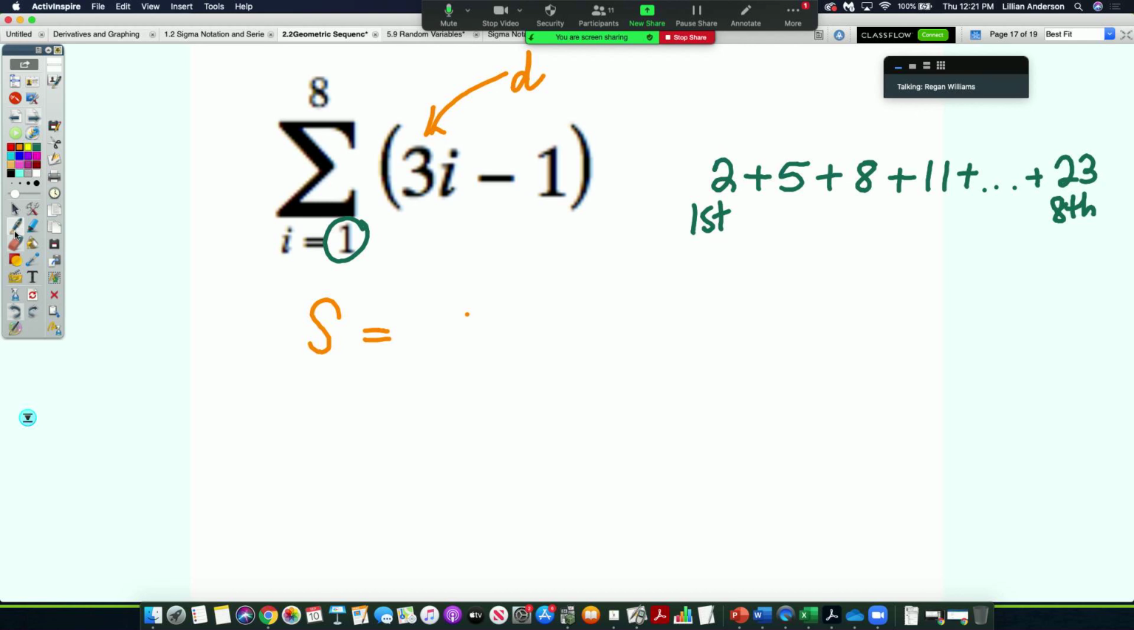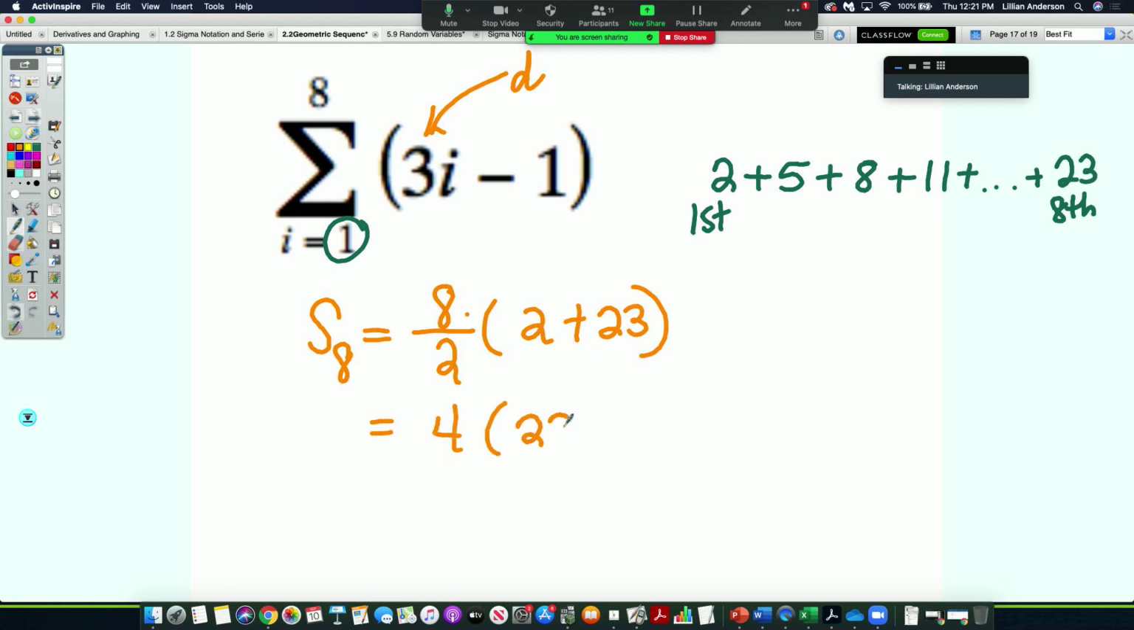8. All right, and since I do know my first term and my last term, I'm going to use the shorter formula, so that's going to be 8 over 2, times 2 plus 23. Then I'm able to find my sum. That's going to be 4 times 25, which is 100. And that's the sum of the first 8 terms of this arithmetic sequence that follows the rule 3i minus 1.